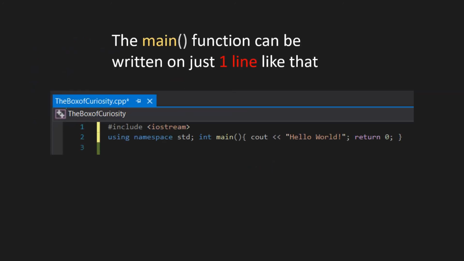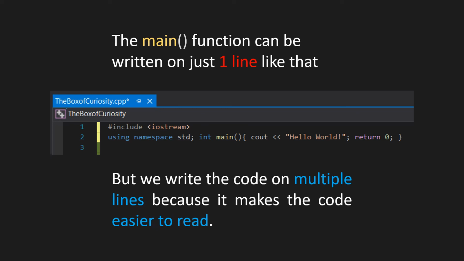The main function can be written on just one line like that. But we write the code on multiple lines because it makes the code easier to read.